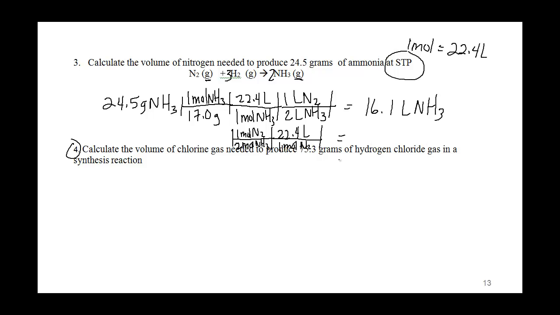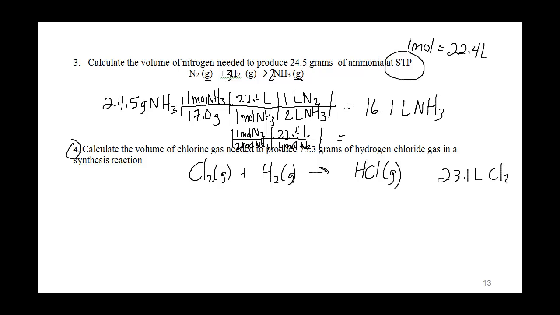Okay, number 4, I want you to do that. So you're going to have to synthesize. That means you're going to have to make hydrogen chloride. So what is that? Chlorine, that's a gas, plus hydrogen, that's a gas, to make hydrogen chloride gas. I'm going to let you balance it. I'm going to let you finish this. That's 75.3. Your answer should be 23.1 liters of chlorine. That's what your answer should be.